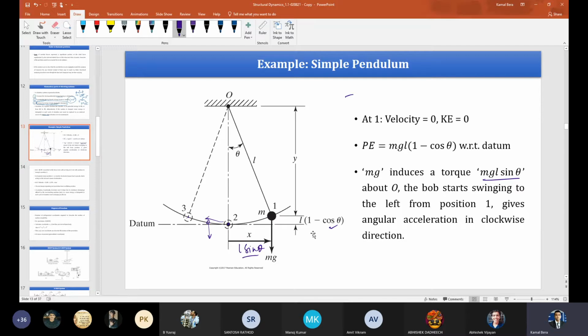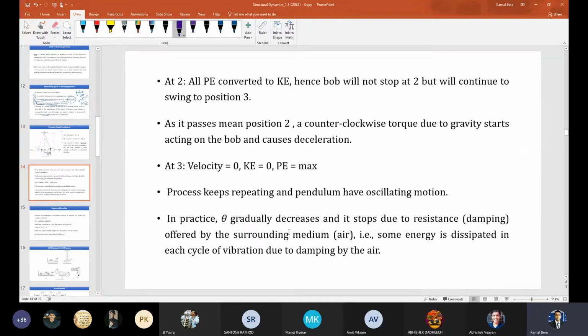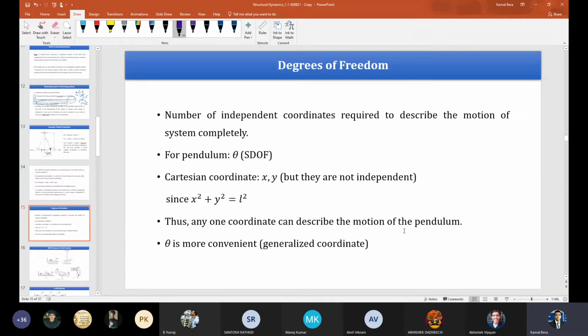But as you have seen for an actual system, it will not oscillate for infinite time. After a certain time it will come to rest due to the resistance, or as we call it in dynamics, the damping, provided here by the surrounding medium. So some energy is dissipated in each cycle of vibration. That is called damping.